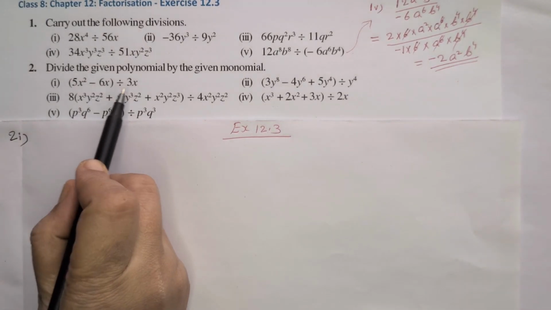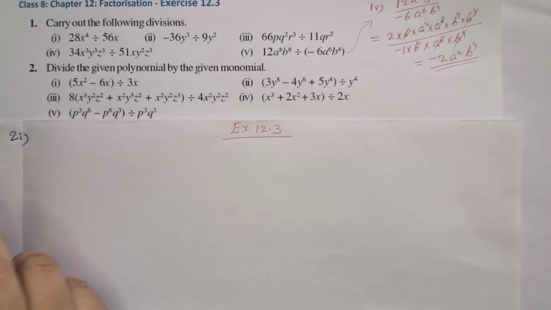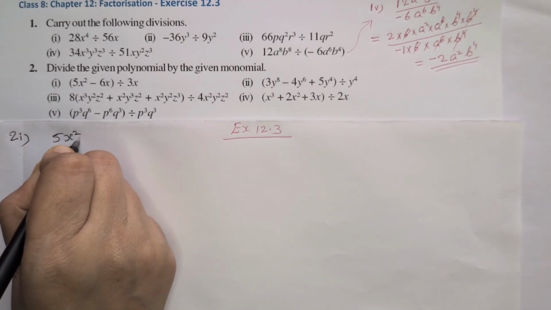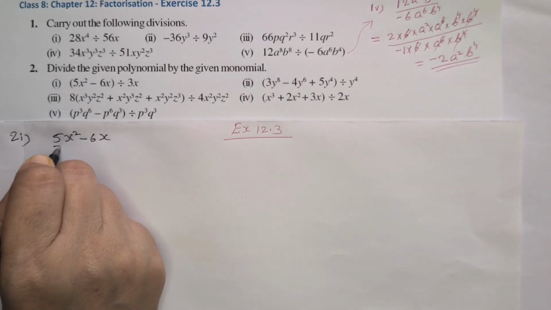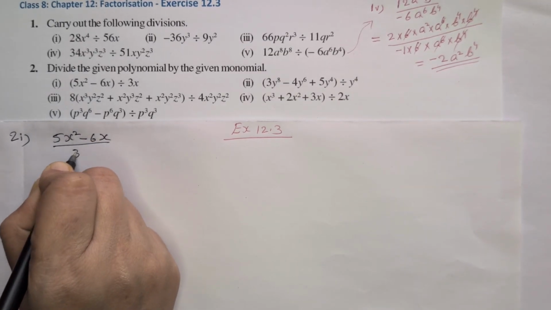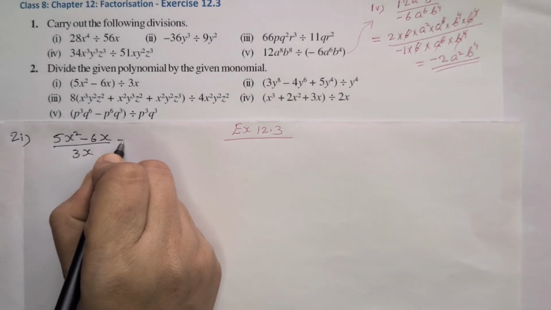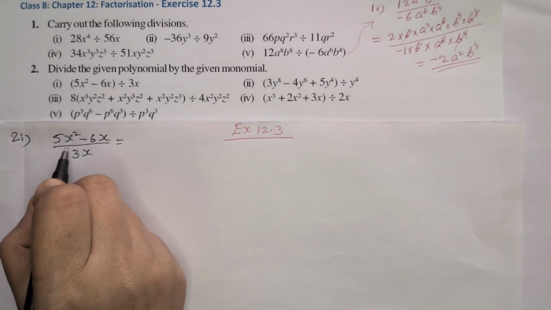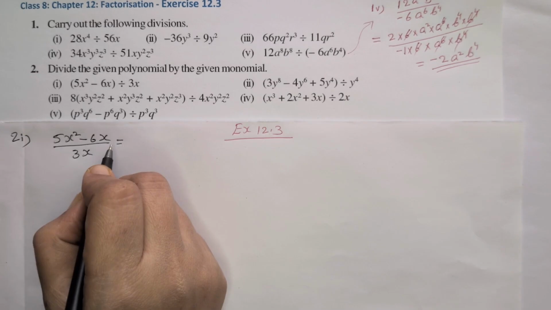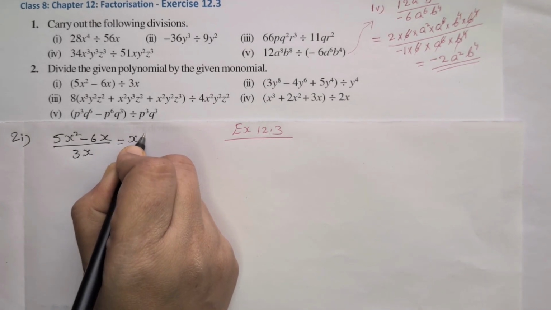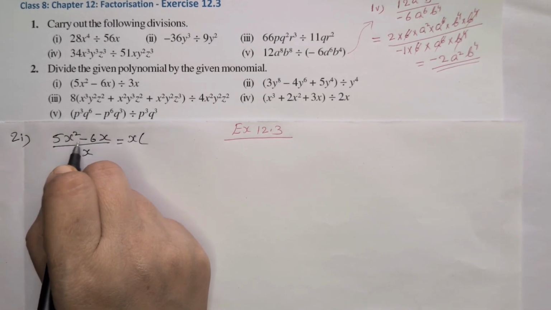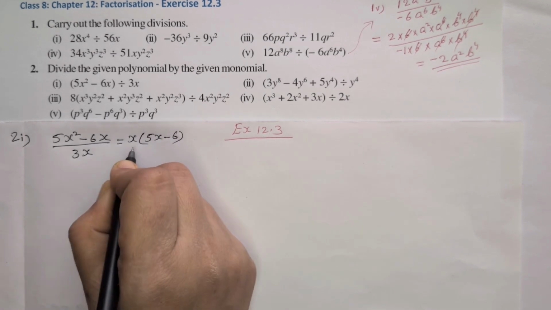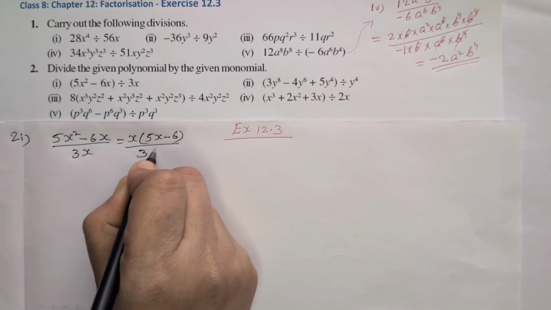Second question, divide the given polynomial by the given monomial. The first one we can write as 5x square minus 6x divided by 3x. That is the denominator. In the numerator we can see two terms, so take the common factor out. x is common, so we can take that out as the common term, and rewrite the numerator as x into 5x minus 6, divided by 3x.